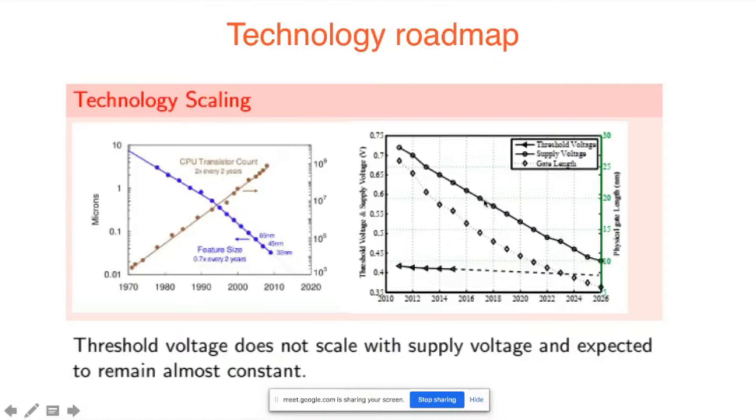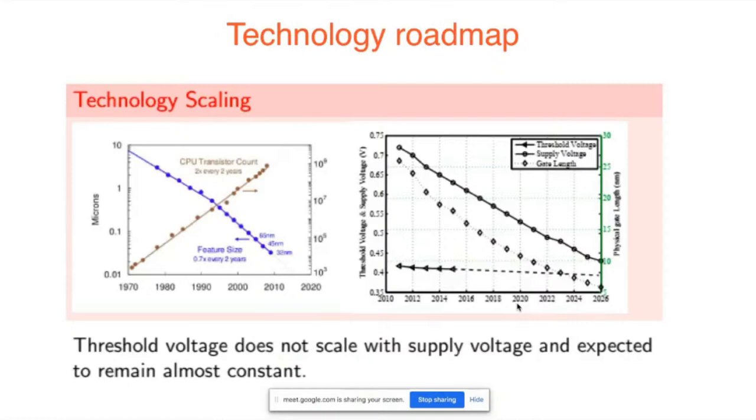So this is the supply voltage, and your gate length is reducing in different ways. The threshold voltage is not reducing at the same rate as your supply voltage. So what happens, unfortunately, is that VGS minus VTH, which we call the gate drive, reduces with respect to the supply voltage. So we need a solution to tackle this problem.